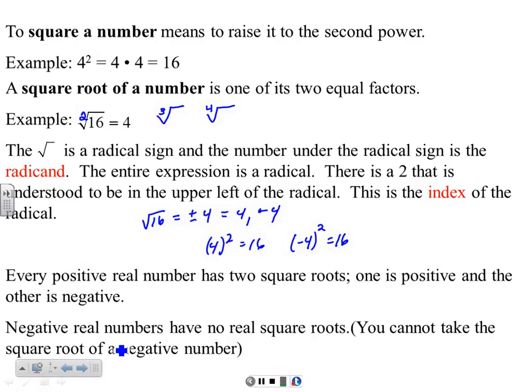Negative real numbers have no real roots, and we are talking about real numbers here. In chapter 6, I think, we'll start talking about imaginary numbers, but right now, negative real numbers have no real square root, so you cannot take the square root of negative 16. The reason is that every time you square a number, you're going to get a positive answer, so you're never going to come up with a negative and stay in the real numbers.